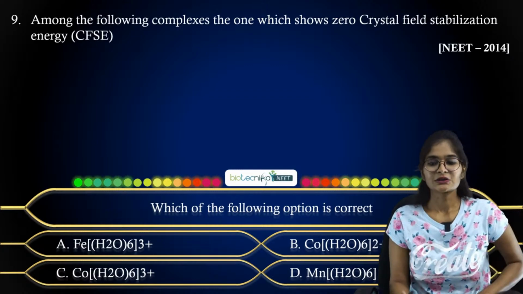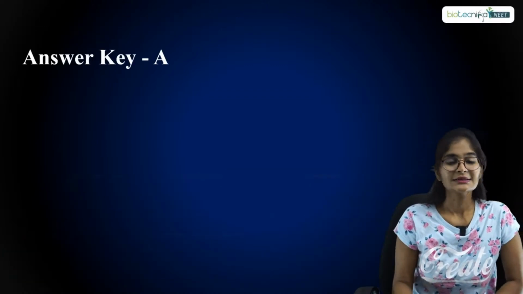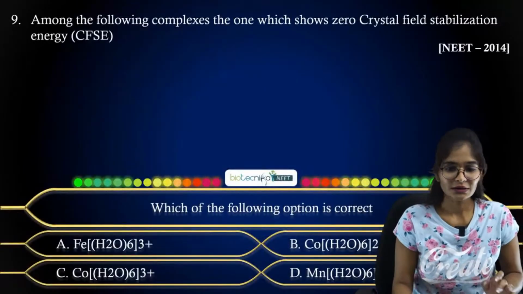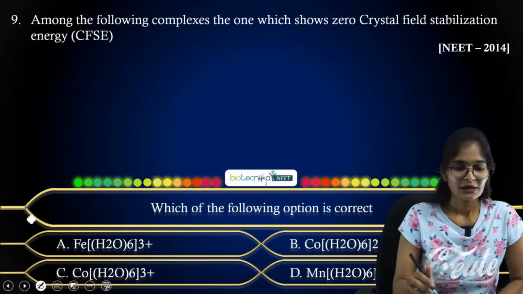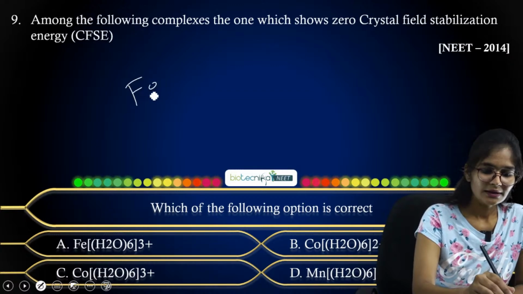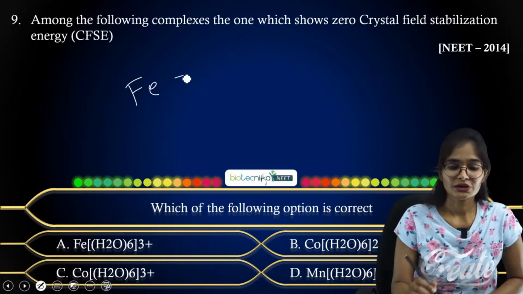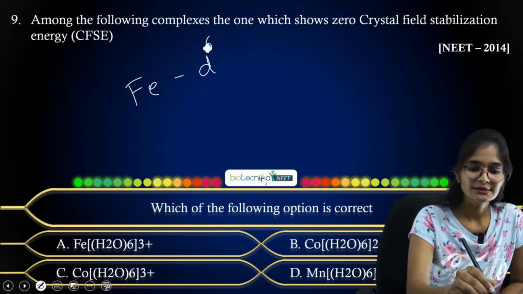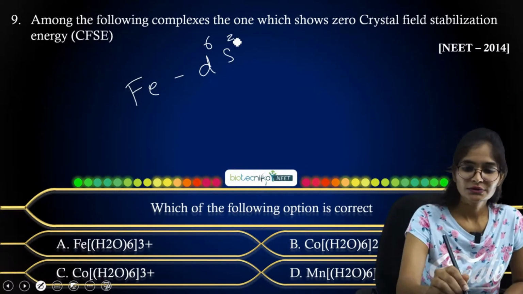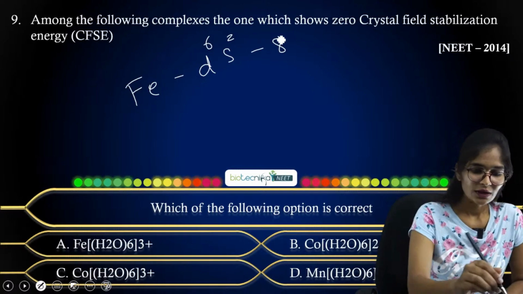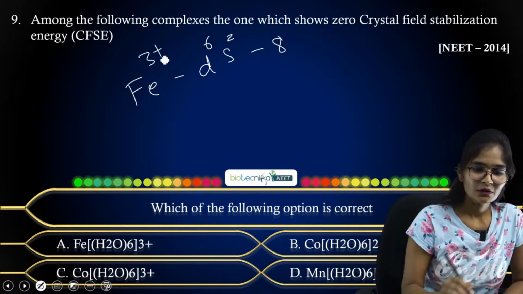Okay, so let us look at the answer, that is option A, where you have got 0 CFSE for the iron complex. So iron, Fe, what configuration can you write? You can write it as d6 s2, right? So how many valence electrons do you have? It is 8, right? So Fe is in the 3+ oxidation state.